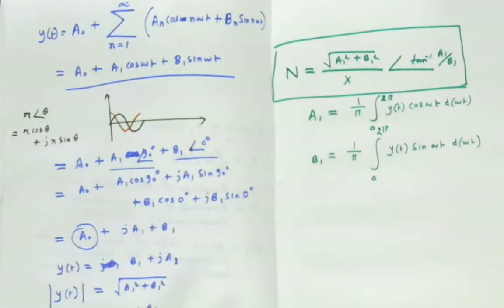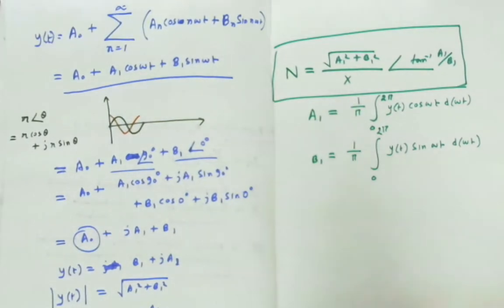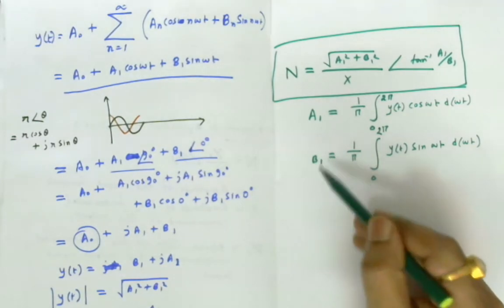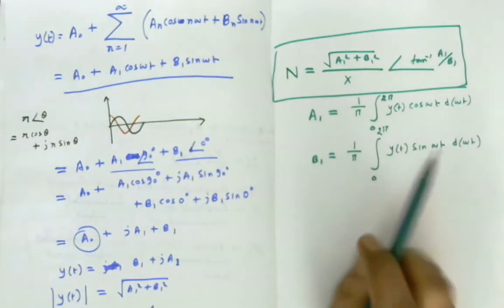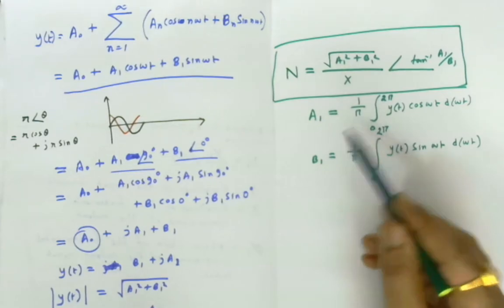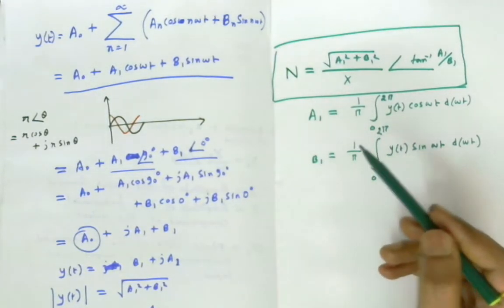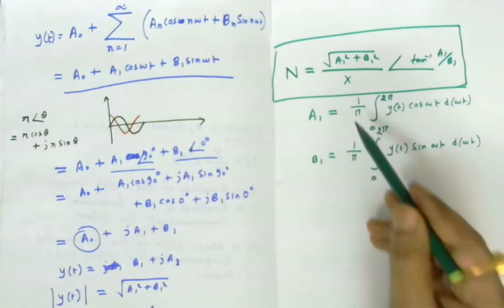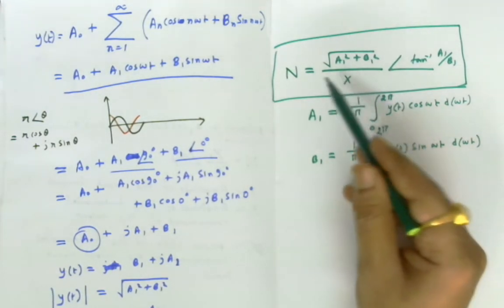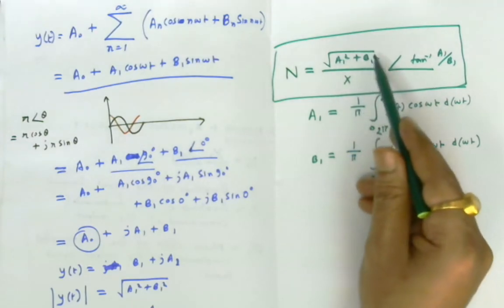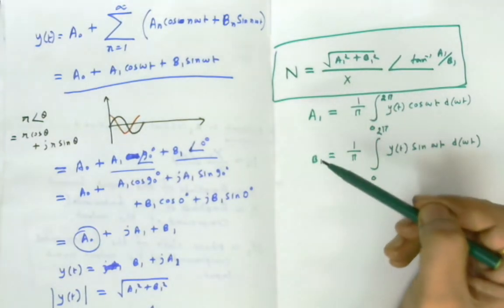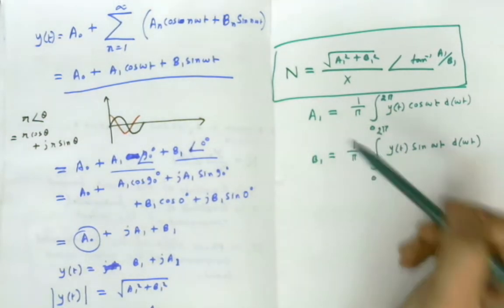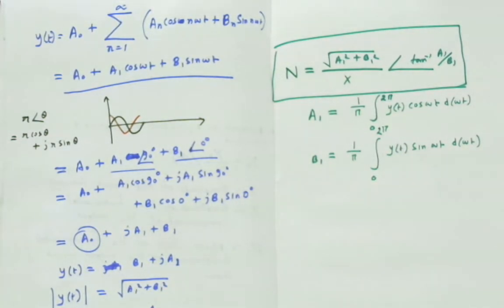So for any kind of nonlinearity, if you are able to find out a1 and b1, the question is how to find out a1 and b1. This is the formula for a1 and b1. You can check in the Fourier series chapter. If you are able to find out the value of a1 and b1, and if X is given to you, you can find out this ratio, root over a1 square plus b1 square by X. This is the most important task: you have to find out the value of a1 and b1.